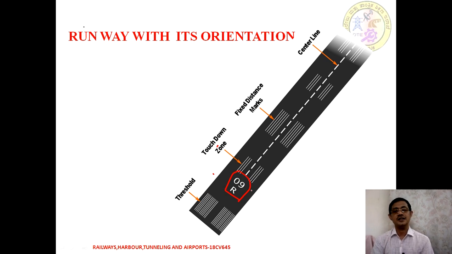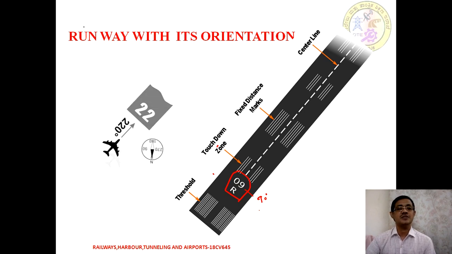So a right runway that is oriented at 90 degrees is oriented in multiples of 10 degrees. As I explained in the previous session, 9 represents a multiple of 10, hence it is the right runway having a compass orientation of 90 degrees.